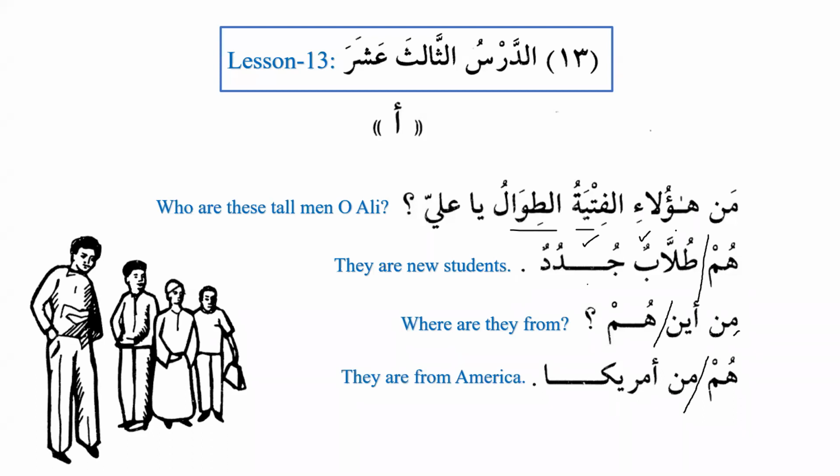So now we can see that we have the use of ha'ula'i, and we know that ha'ula'i is used as ishara, and al-fityatu at-tiwalu will be musharun ilayhi. You remember these things, right? So this is a demonstrative phrase. So ha'ula'i al-fityatu at-tiwalu, and then we have hum tullabun jududun. So this is mawsoof and sifa. So this is an adjective phrase. And here we have min aina is jar majroor, and this is the predicate, and hum is the subject. And then it is hum min America. They are from America. And we know that whenever we have alif in the end, then we do not put any vowel signs onto that.